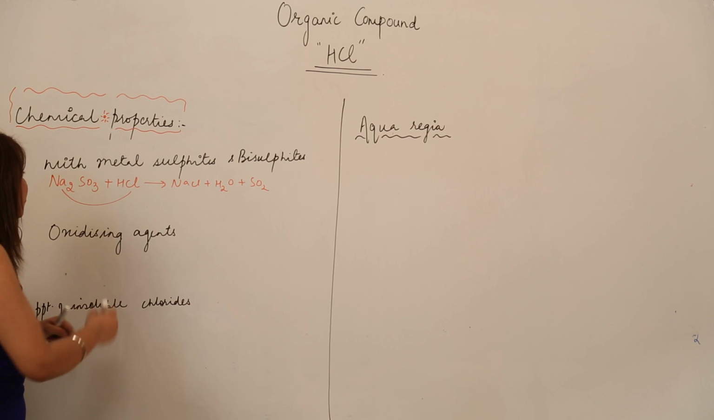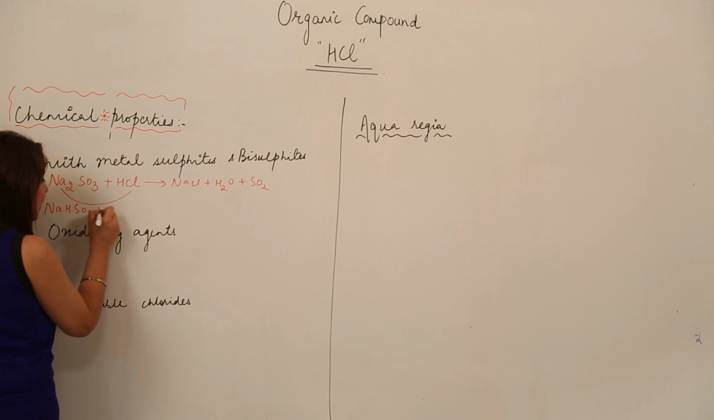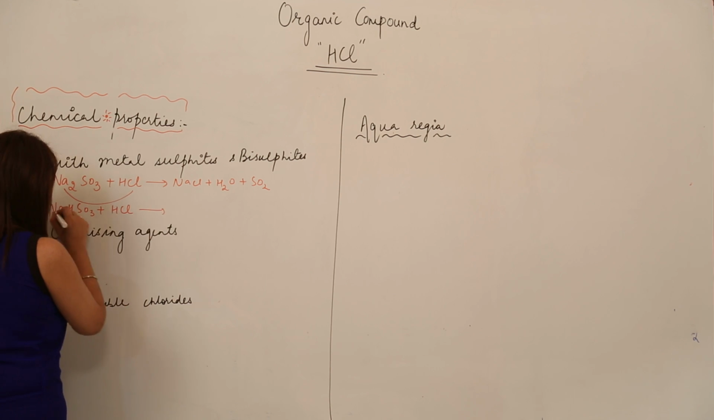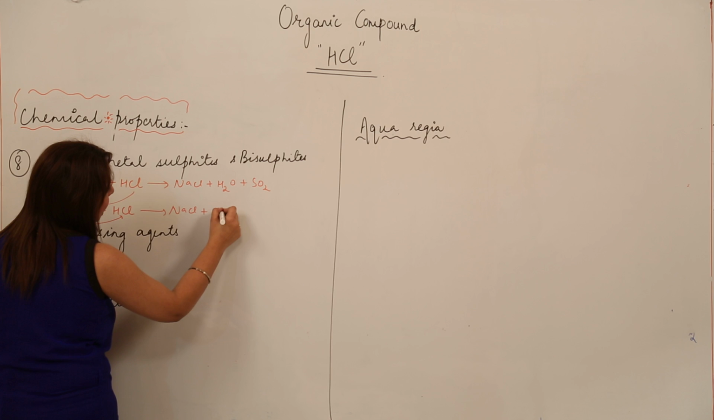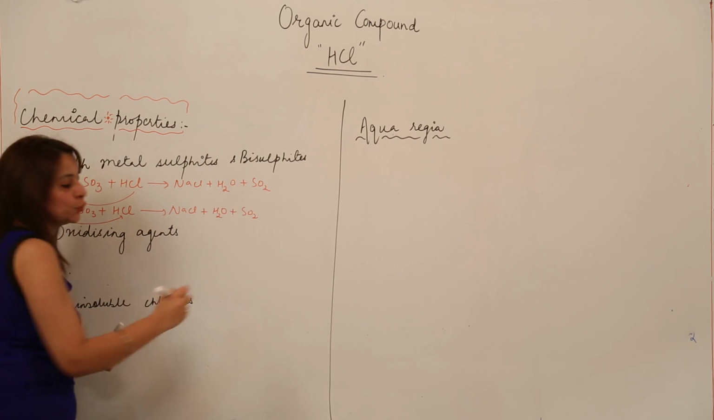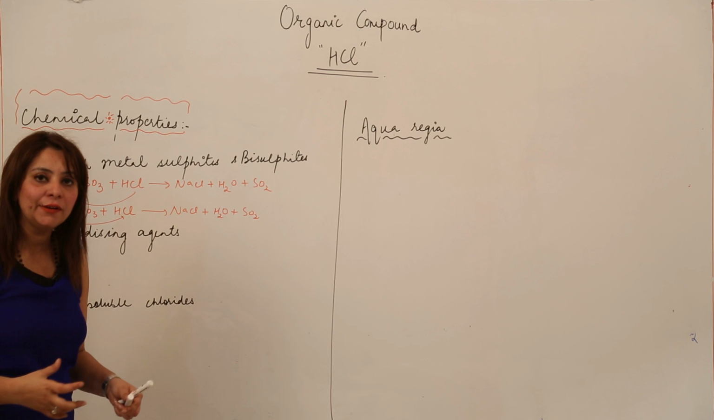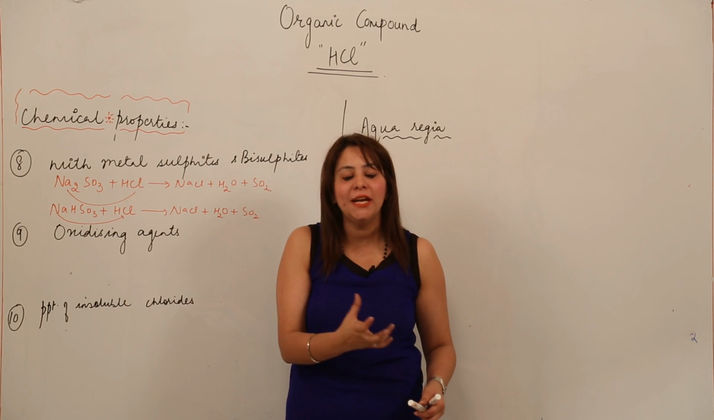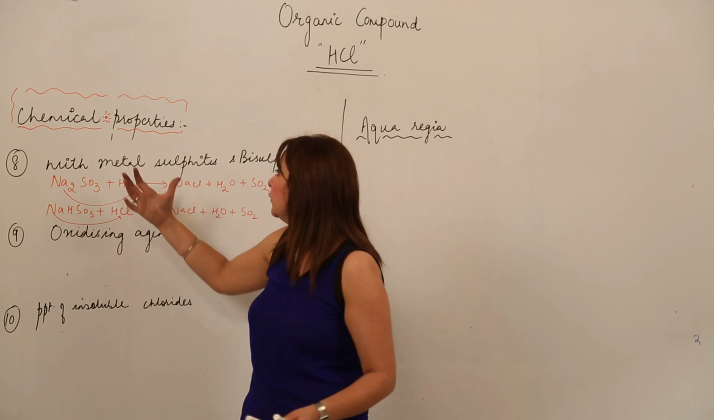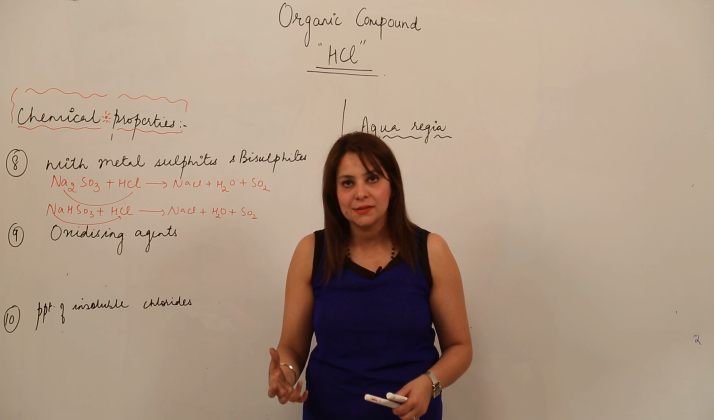Likewise it happens when we take bisulfite. Suppose I take sodium bisulfite and I react it with HCl. So again, what am I going to get? I'm going to get the same products: NaCl, H2O and SO2. So this is how they react with metal sulfides and metal bisulfides. Now you know how they react with metal carbonates, metal bicarbonates, metal sulfides and metal bisulfides. When they react, they just release the respective gases.